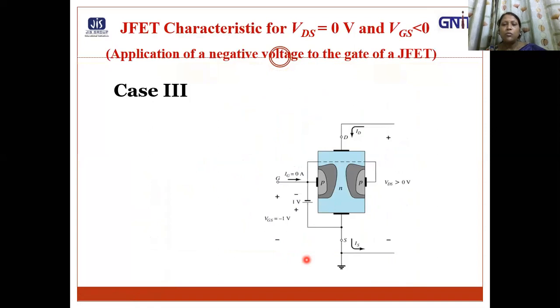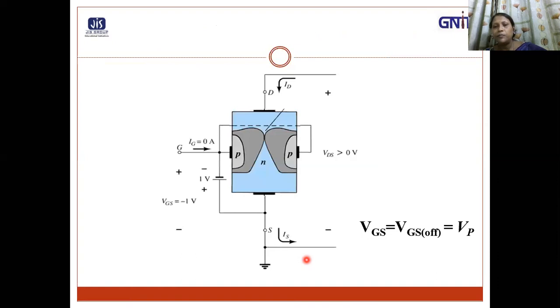So now we should concentrate on case 3, that is VDS equals 0 and VGS is decreased from 0. In this case, as VGS is made more and more negative, the gate reverse bias increases with increase in the thickness of the depletion region. And as the negative value of VGS is increased, the stage comes when two depletion regions touch each other. As shown in this diagram, in this condition, the channel is said to be cut off.